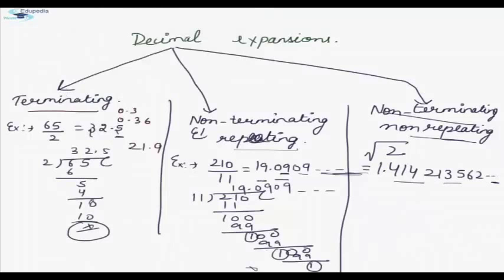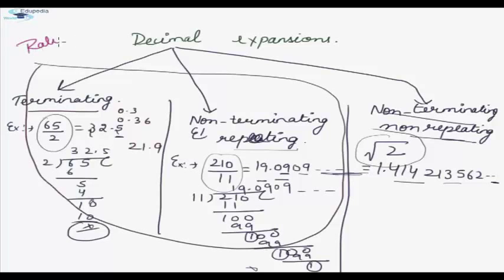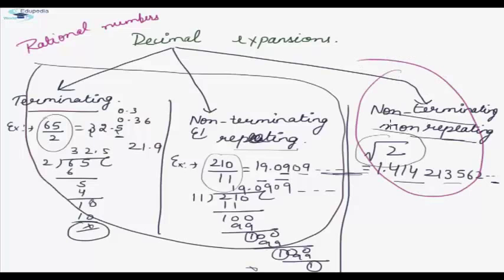Friends, these types of decimal expansions are also related to whether the number represented by them in fractions is rational or irrational. The first two categories are of rational numbers, whereas the third category, that is non-terminating and non-repeating decimal expansion, is of irrational numbers.